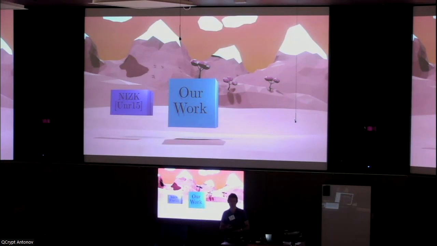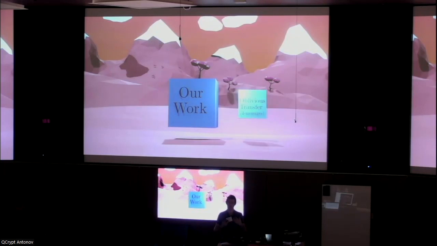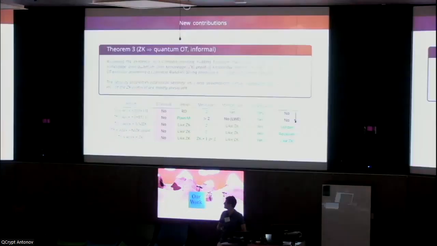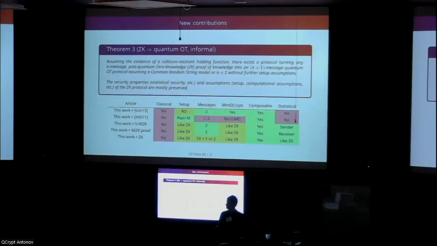In particular, if we start from a non-interactive zero knowledge protocol like the one by Unruh, then we get for free an Oblivious Transfer protocol that is optimal in terms of communication, with only 2 messages. But if we take an Oblivious Transfer protocol that is secure in the plain model, then we also get a zero-knowledge protocol secure in the plain model. More formally, this is the exact theorem that we prove. We can see that most of the properties of the zero-knowledge protocol are preserved. We only add a single message of communication if we lie in the CRS model, or 2 messages if we want to stay in the plain model.